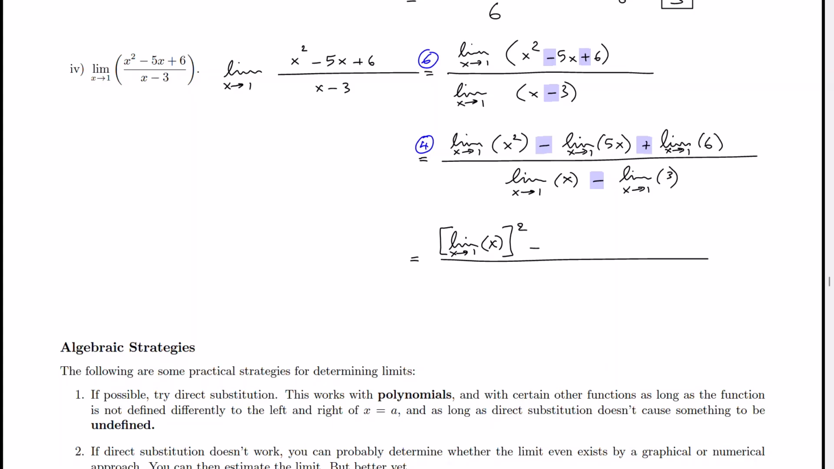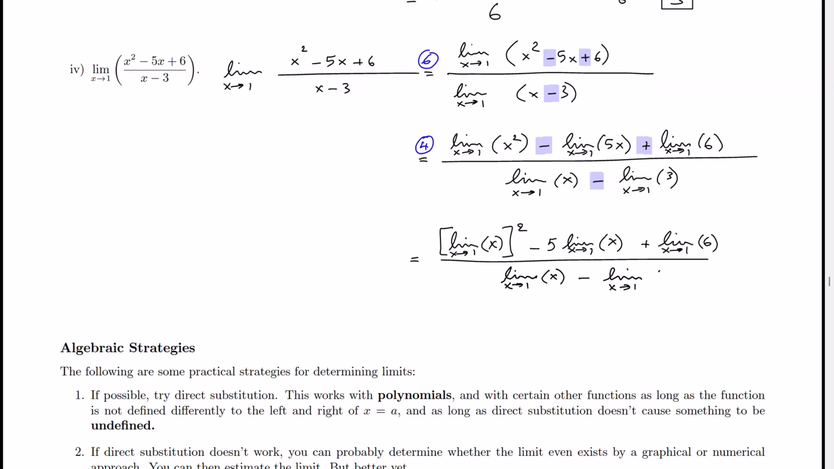Next, I can move the 5 from within the limit. So instead of having a limit of 5x, I can have 5 times the limit as x approaches 1 of x. And finally, there's nothing to do on that last one. We will write limit as x approaches 1 of just 6. And same thing with the denominator. There's nothing to do there, so we will just write all the different parts just for the record.